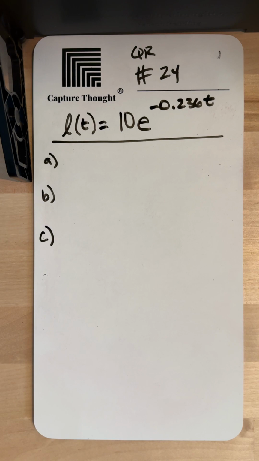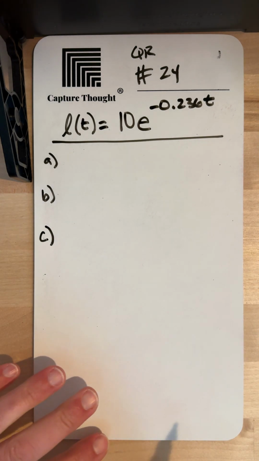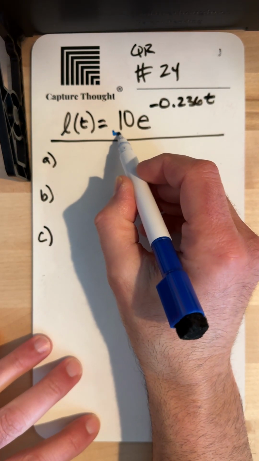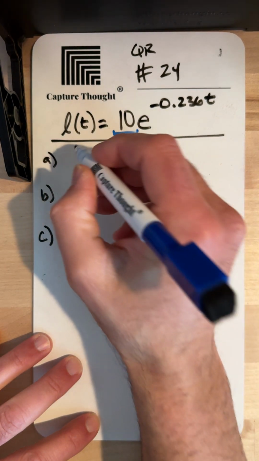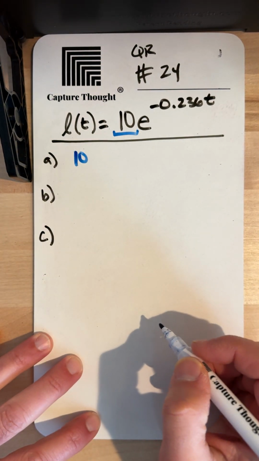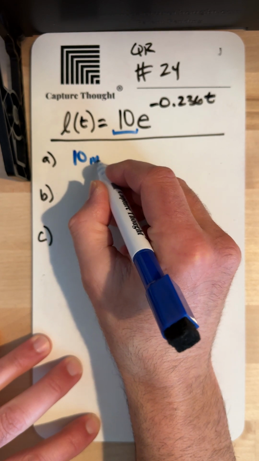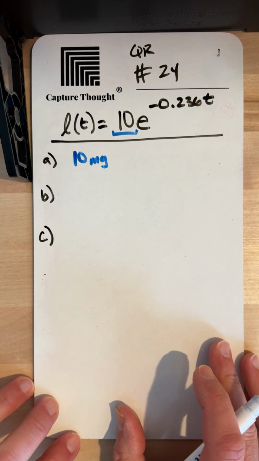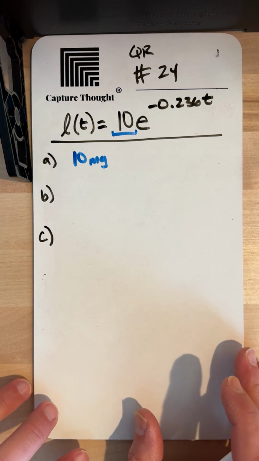So part A says, what's the initial amount of the drug administered? The initial amount is just your base amount right there. So that's just given to you right now. So that's just 10, and the units of this thing are milligrams because dosage are usually given to you in milligrams, and it says so in the problem.